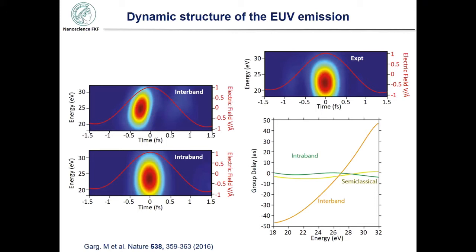Yeah, thanks. Hello, Manish, thanks. Very nice talk. I have a question on exactly the same slide. In the interband contribution, you're showing that the emission has a positive chirp, which you said is similar to the gas phase case, but in fact, it's very similar to the short trajectories in the gas phase case. Do you see in your simulation that there is a contribution of long trajectories?